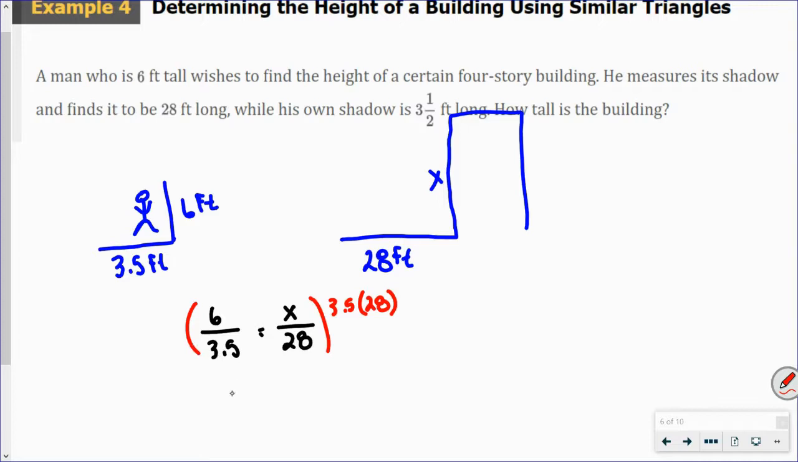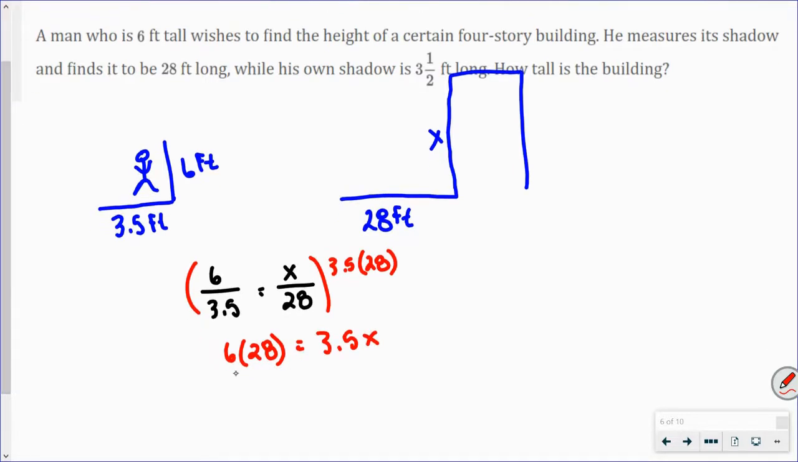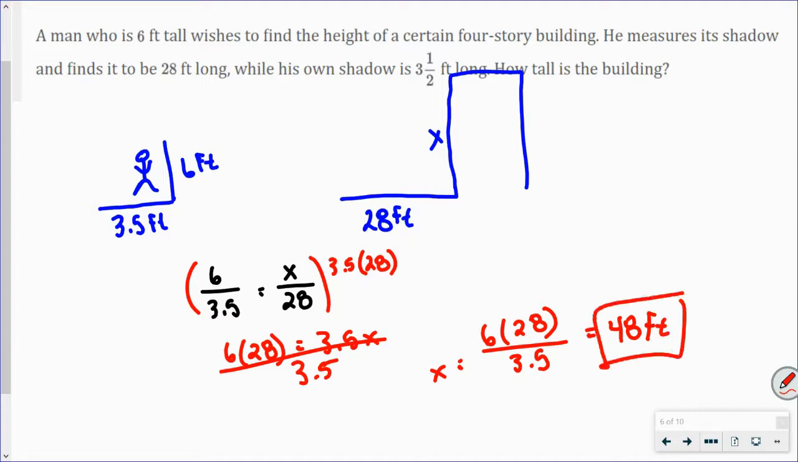Your 3.5 cancels, so you get 6 times 28. And then your 28 cancels, so you get 3.5x. Then here we're going to divide by 3.5. So x equals 6 times 28 over 3.5, which is 48 feet. So that building there is 48 feet tall.